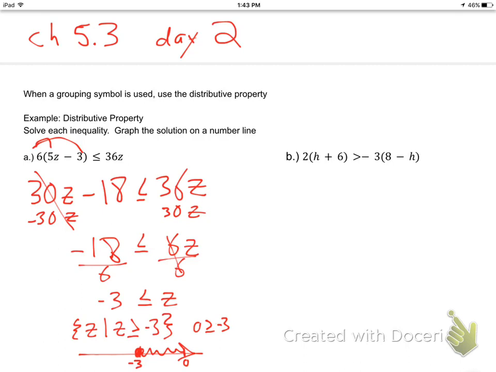Second one, I got 2 sets of parentheses. What am I going to do on each side? Distribute on each side. So I would like you guys to do that right now on your own. And then we'll come together and finish these.